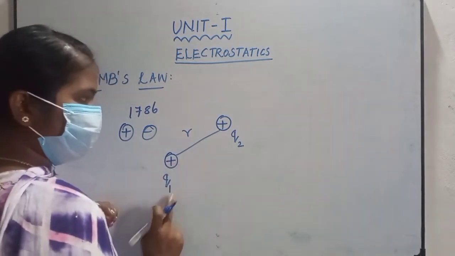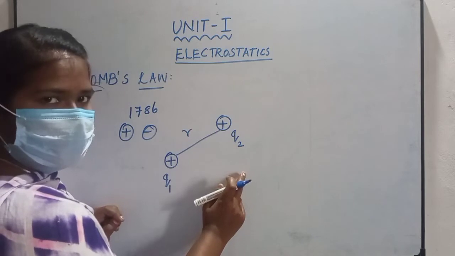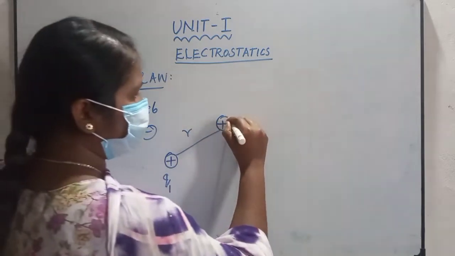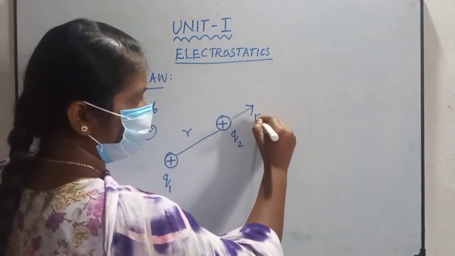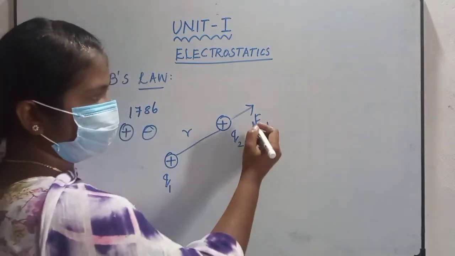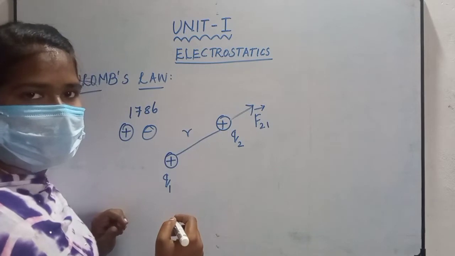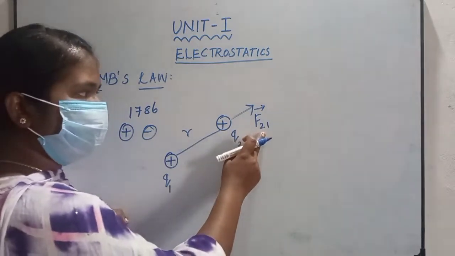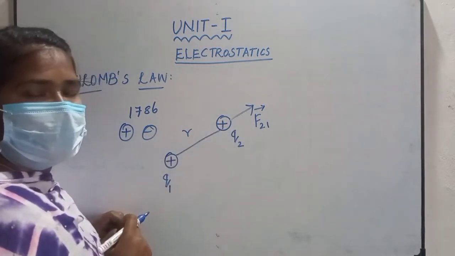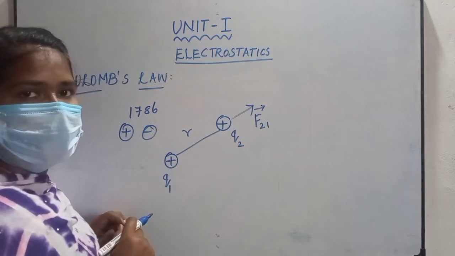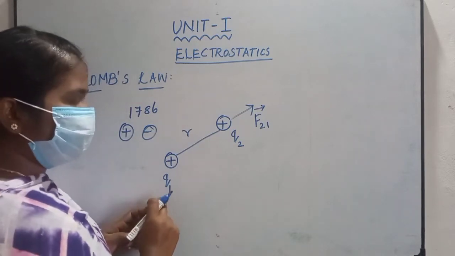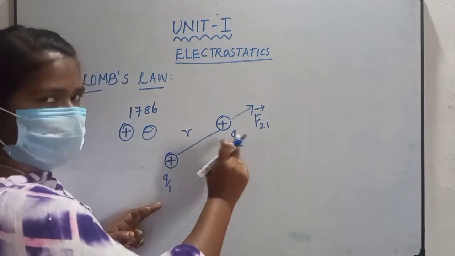Now the force that Q1 exerts on Q2 is F21. Force is a vector quantity, which means it has a unit vector. What unit vector? That means the position vector.